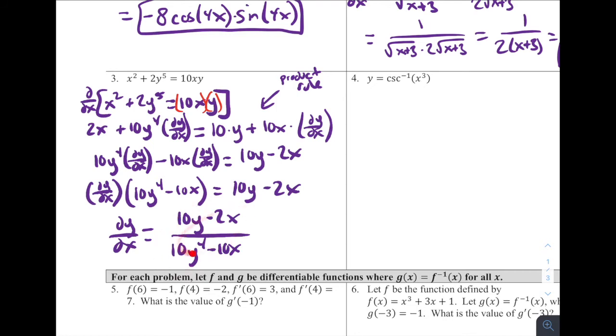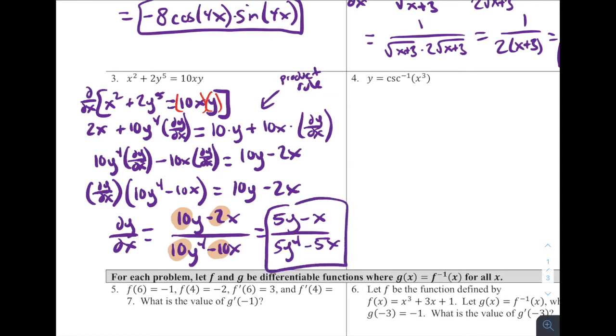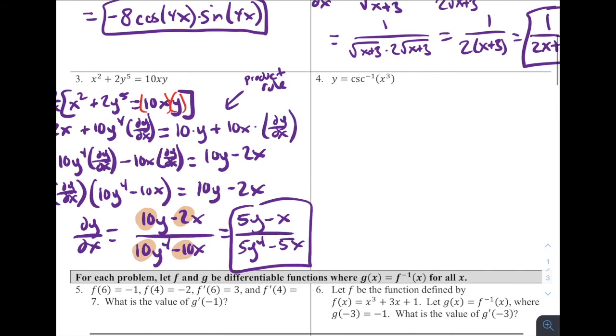But we want to make sure that we're practicing factoring and simplifying as much as we can. I'm just noticing here that each of these terms here appears to be divisible by 2. So I'm just going to quickly divide out that 2. This is going to give us 5y minus x divided by 5y to the fourth minus 5x. And that would be our final answer. It doesn't look like anything else can simplify for that particular one.